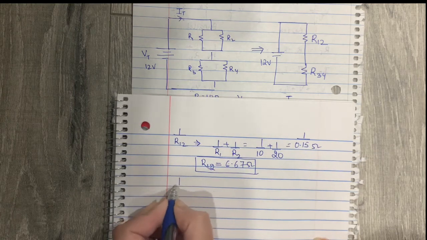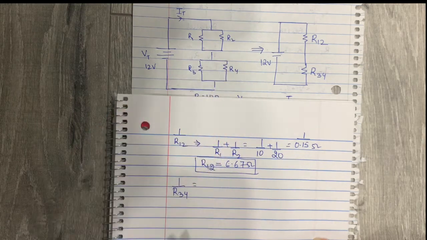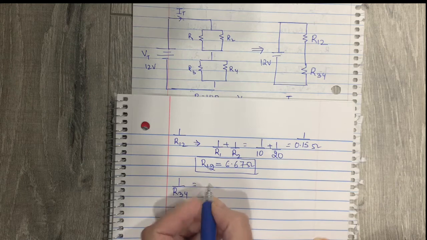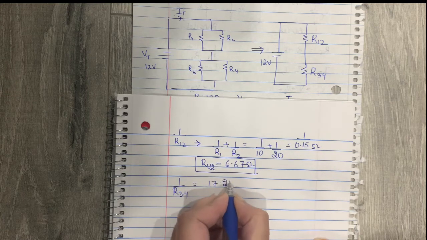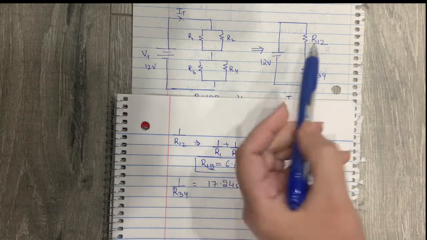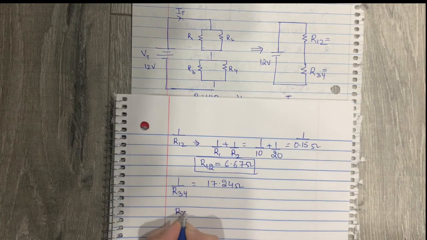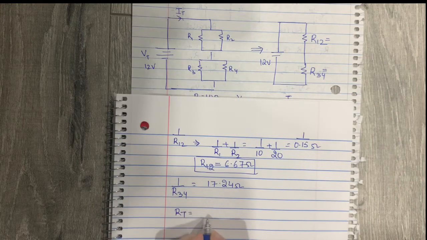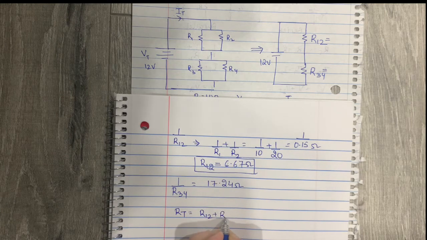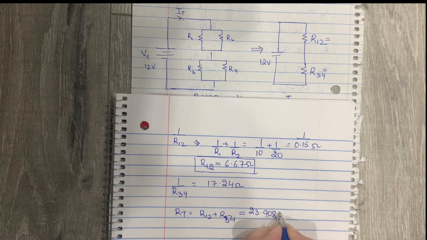Okay, similarly, on solving the other set of parallel resistors, in the same manner, we get a value of 17.24 ohms. And now we have all the values of the resistors with us, R12 and R34. So we can calculate the total value of resistance, which we get by adding these two sets of resistors, and this comes out to be around 23.908, or we can say around 24 ohms.